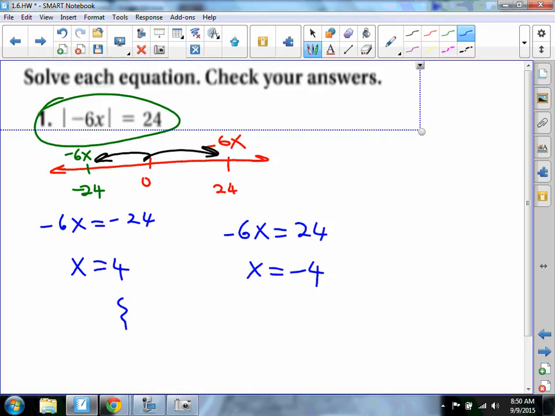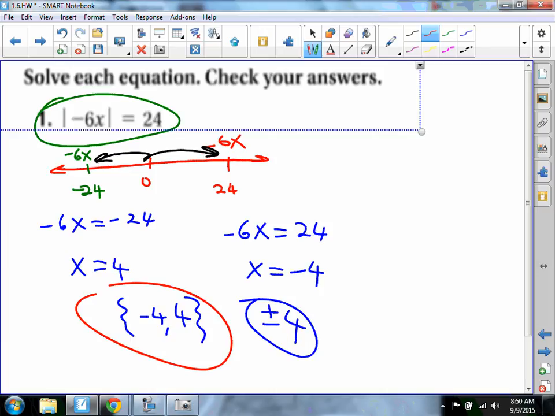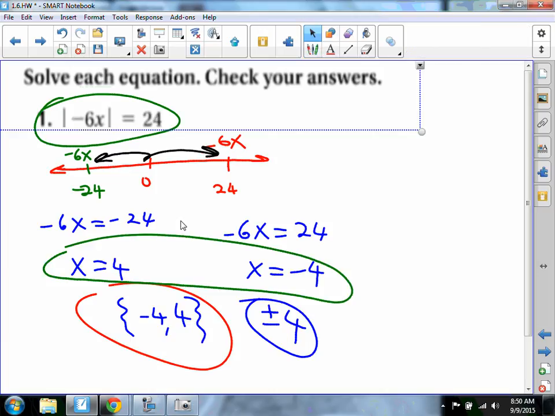So our solution set is negative 4 and positive 4, or we could write that the answer is plus or minus 4. That's okay to write the answer that way. Any three of those ways is great. Those are the correct solutions.